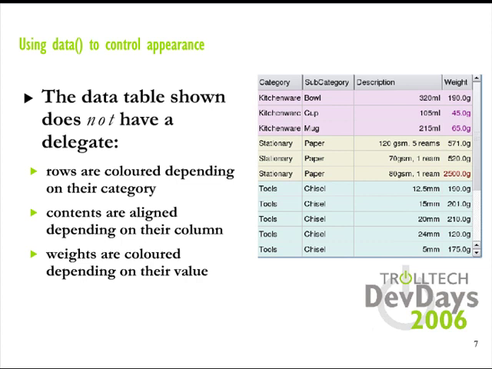Now that is achieved without using a delegate. It is achieved by re-implementing the data method, which, to purists of model view, will seem a bit strange, but it works perfectly well. So I've colored according to category. The alignment I've chosen according to column. And the weights actually have different colors. If you look at the 45 grams and 65 grams, they're one color, the 2,500 grams is another, and the rest another still. So you can really control the appearance of data beautifully just by re-implementing data.